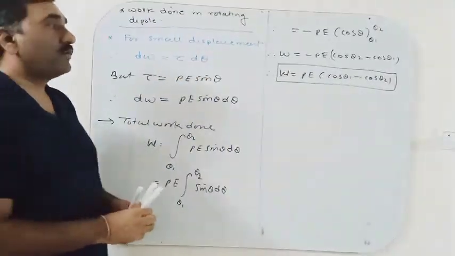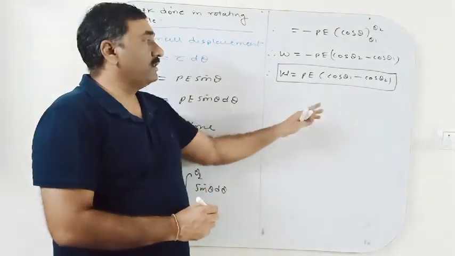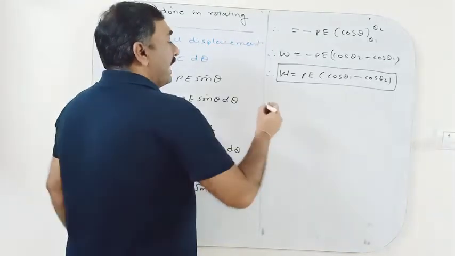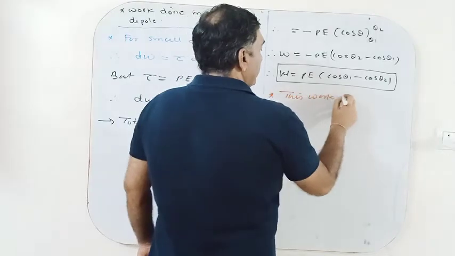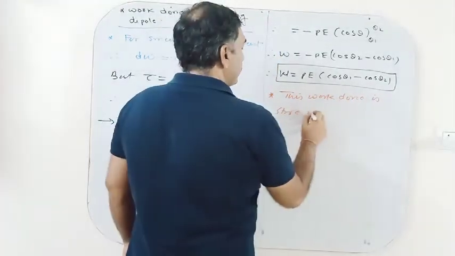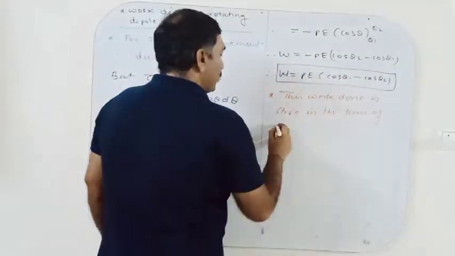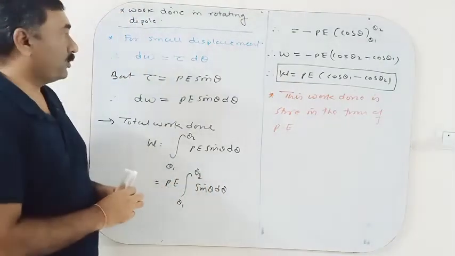This is the formula for the work done in rotating a dipole in a uniform electric field from initial angle theta 1 to final angle theta 2. And this work done is stored in the form of potential energy.